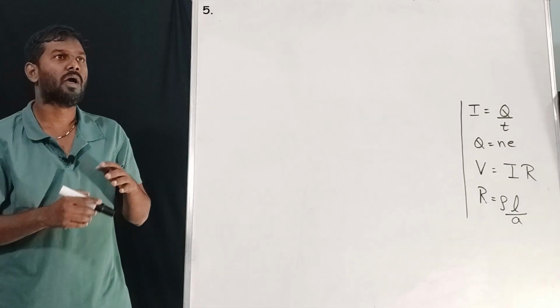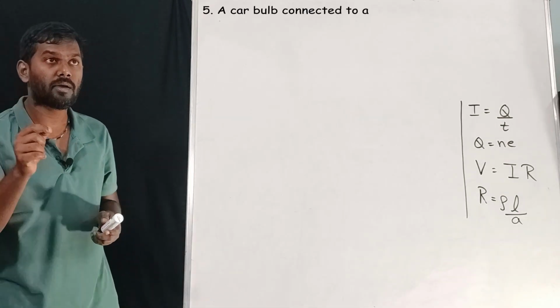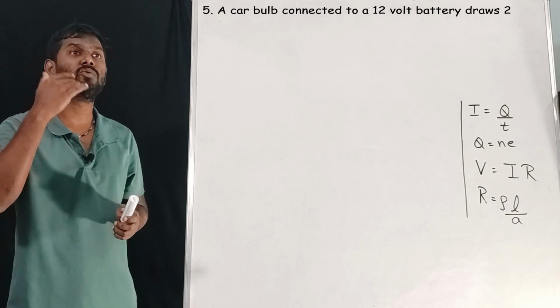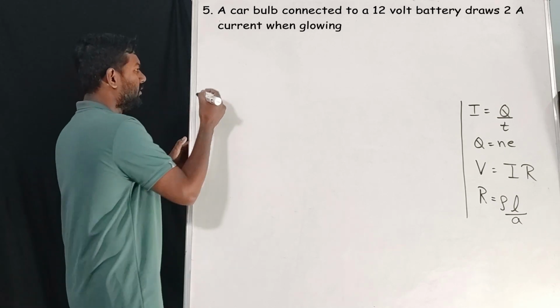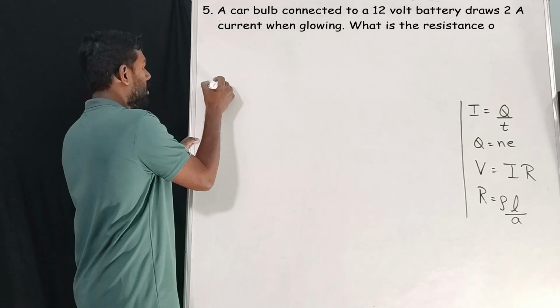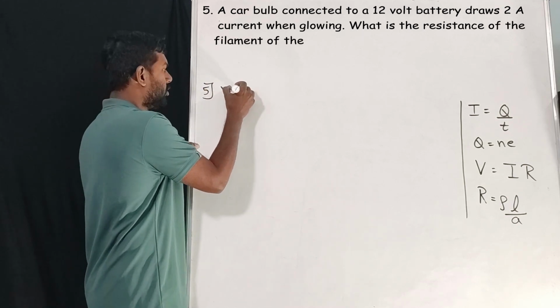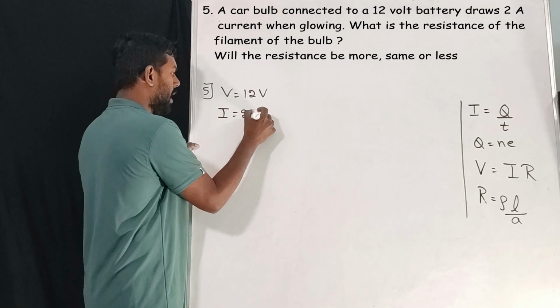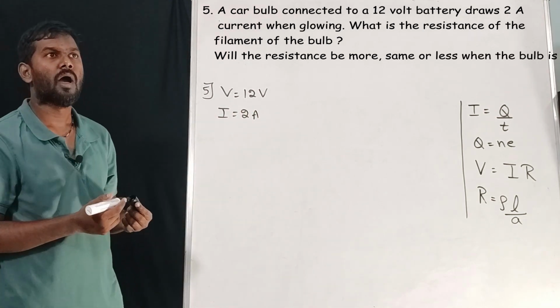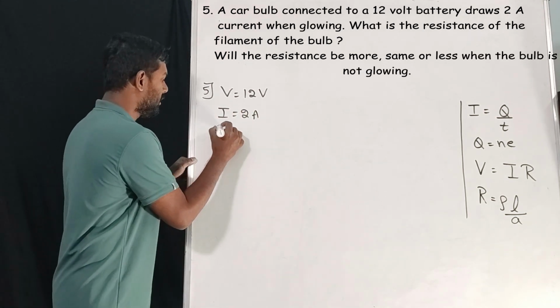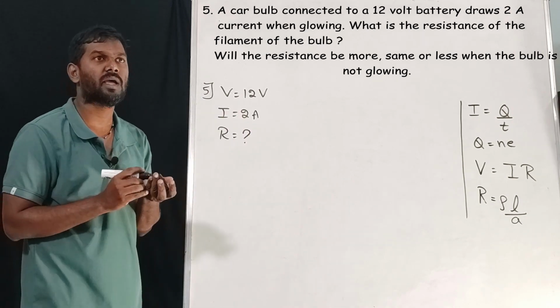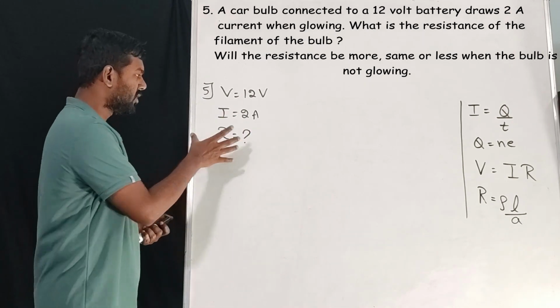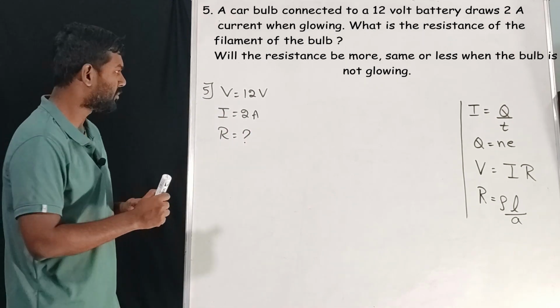Question number 5. A car bulb connected to a 12 volt battery draws 2 amperes of current. Okay, first we'll write the data. Voltage is equal to 12 volt and current is equal to 2 amperes. Now we'll continue. What is the resistance of the filament? We have to find the resistance, and they have one more question. First we'll solve this question, then we'll go for the next sub question.